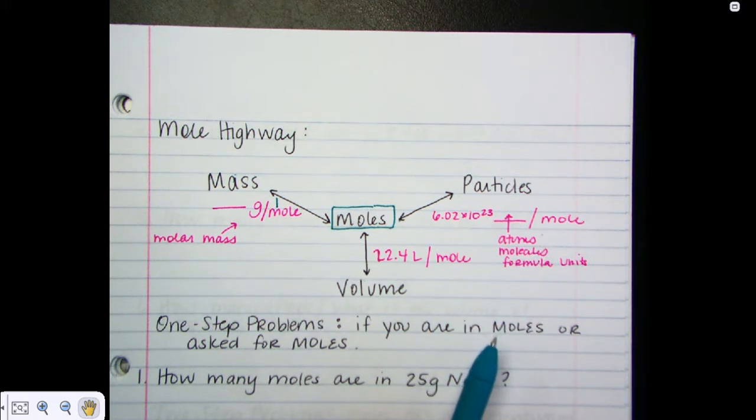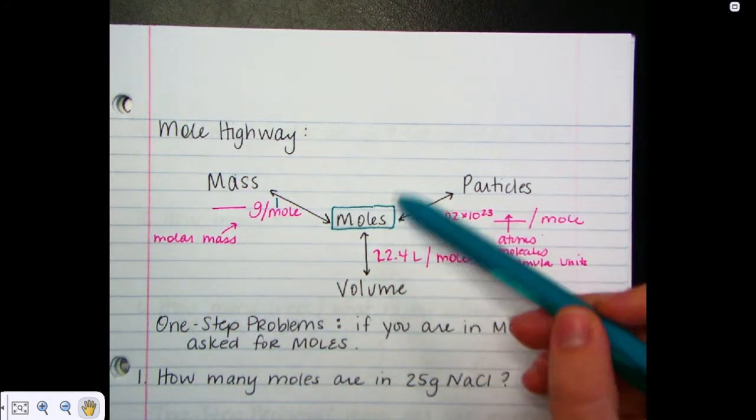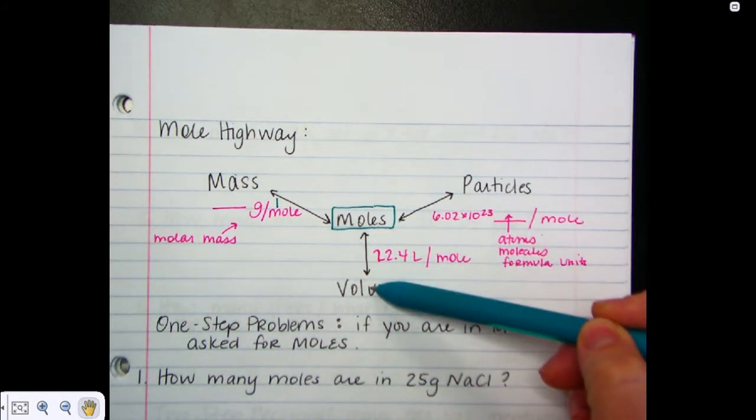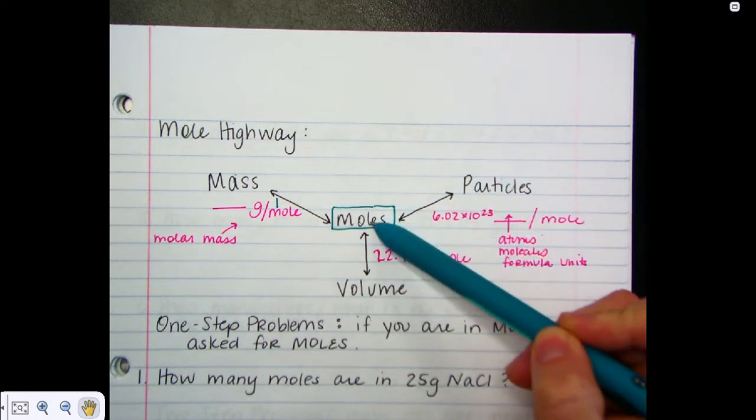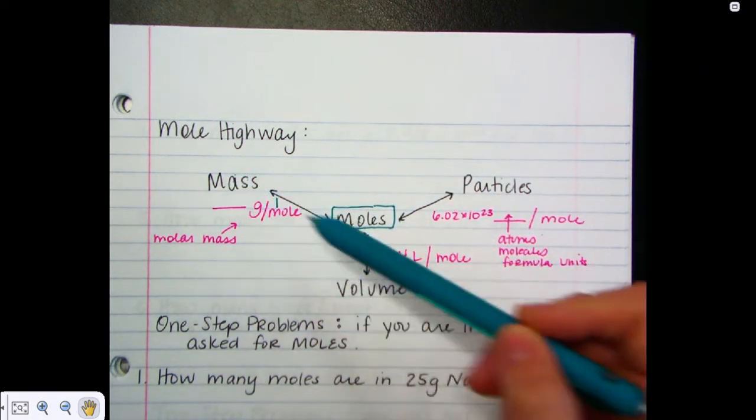1-step problems and 2-step problems. So how do I know, do I have a 1-step problem or a 2-step problem? If you are given moles in the problem or asked for moles, that tells you it's a one-step problem. From moles to volume, one step. Volume to moles, one step. Moles to particles, one step. Particles to moles, one step. Moles to mass, mass to moles, one step.